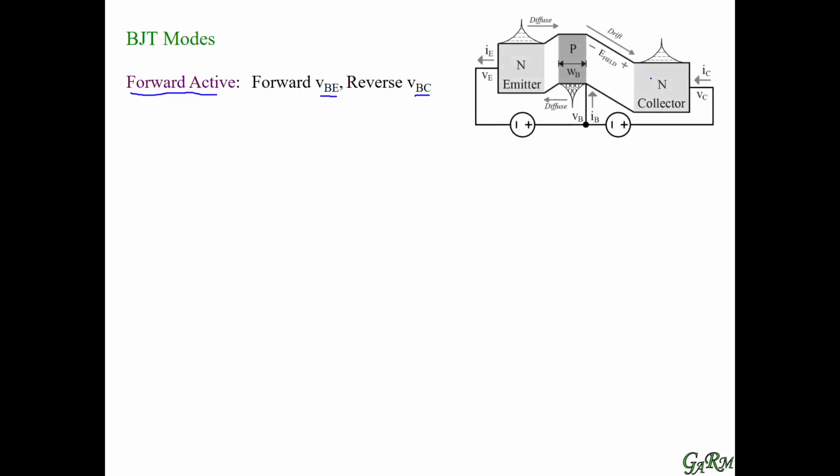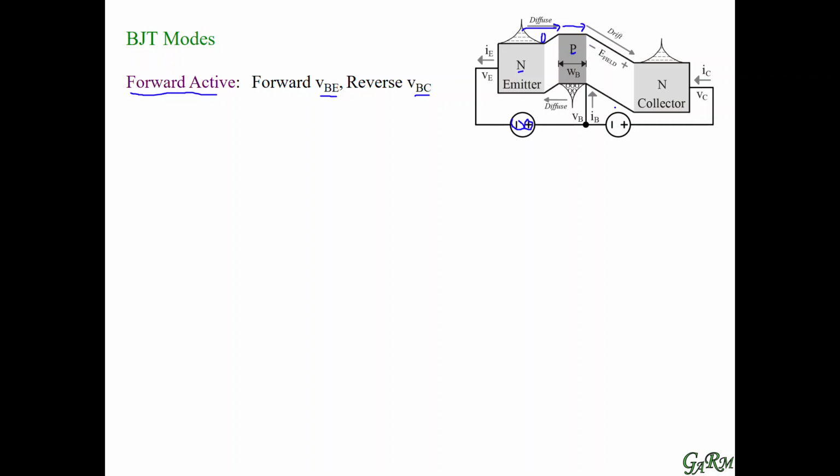So when we look at the band diagram here, we're going to apply a positive voltage to the base with respect to the emitter. As a result, we're going to reduce the field barrier that keeps electrons and charge carriers from diffusing. As a result, we're going to have an exponentially increasing number of electrons diffuse into the base. The base is so short that most of those electrons reach the other end of the base.